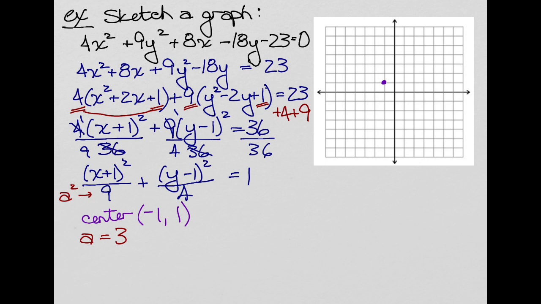So to find the vertices, I'm going to go a distance of a, a distance of 3, to the left and to the right of the center. And there are my vertices. Let's see. So I went left and right, negative 1 plus 3, negative 1 minus 3, and there are my two vertices.